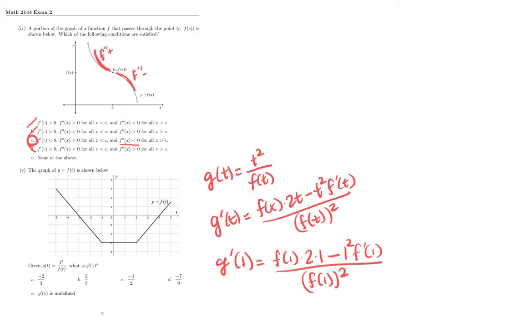So what is the value of f of 1? The value of f of 1 is -3. And what's the value of f prime of 1? That would be the slope at 1. So I have f prime of 1 is 0. So when I plug those values in here, I get -3 times 2 minus 1 times 0 over -3 squared. So that gives me -6 over 9, which reduces to -2/3.